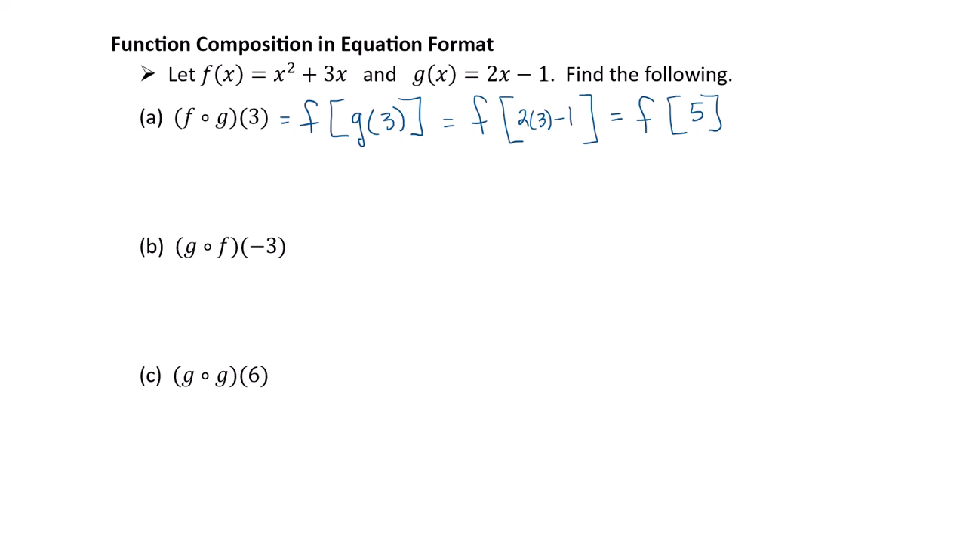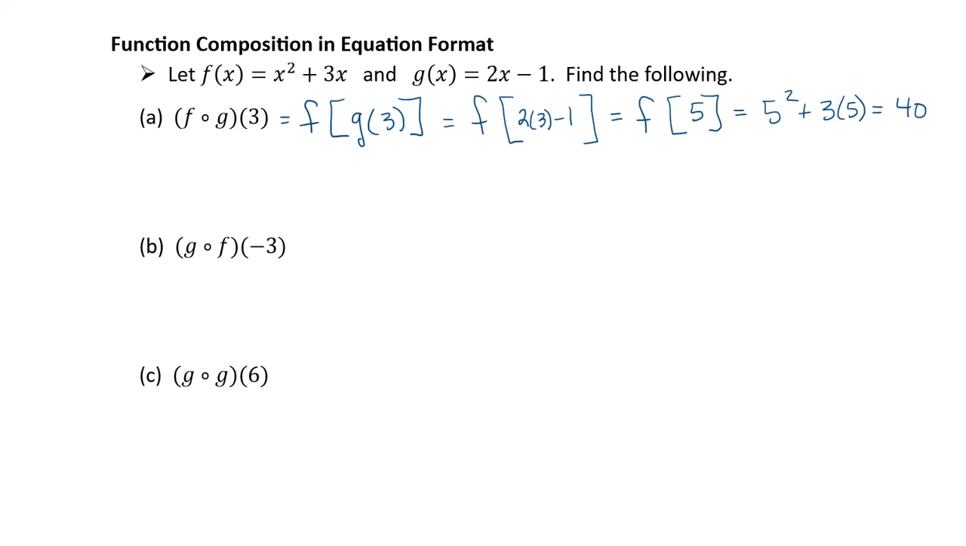Now, the only thing left to do is to take f of 5. F of 5 is 5 squared plus 3 times 5. 25 plus 15, we have 40.